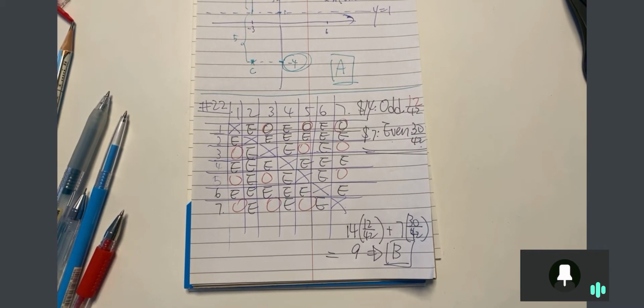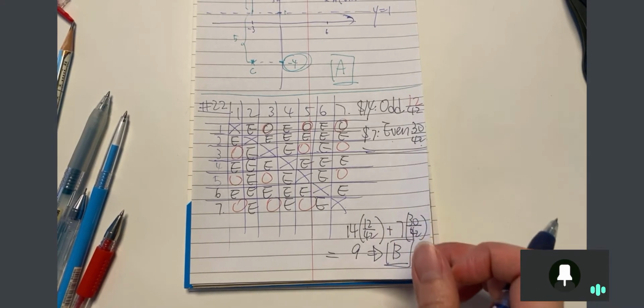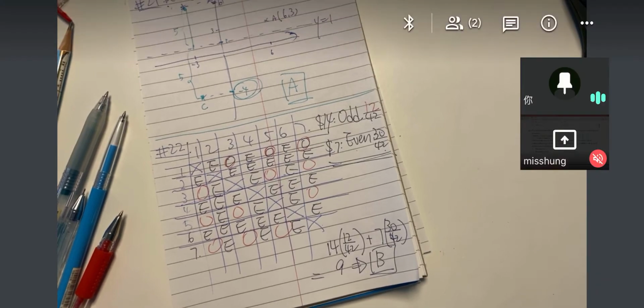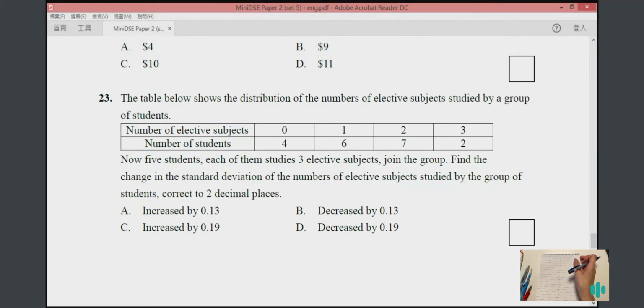Okay, and then for 23, you can use your calculator. For 23, take a look at the question first. You just simply input the numbers. Okay, number 23, you have a table. You get a set of numbers 0, 1, 2, and 3, and the frequencies are 4, 6, 7, 2. The frequency. Okay.